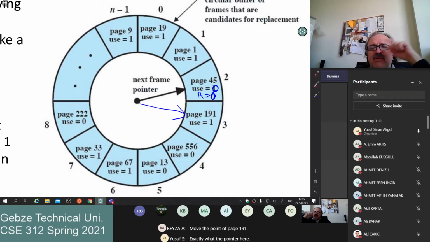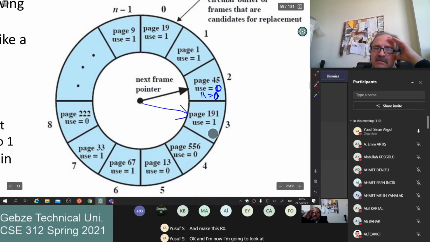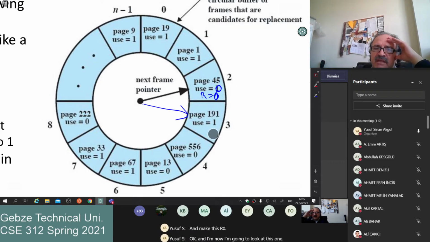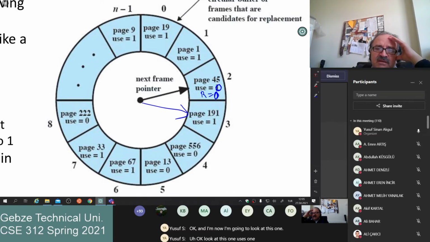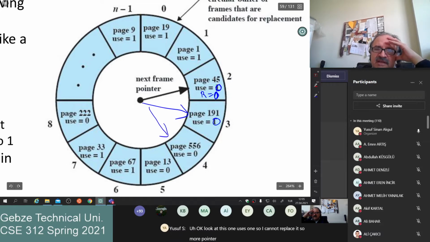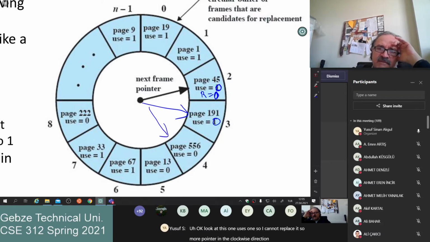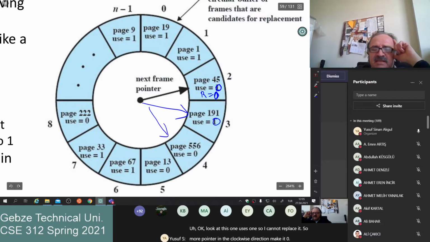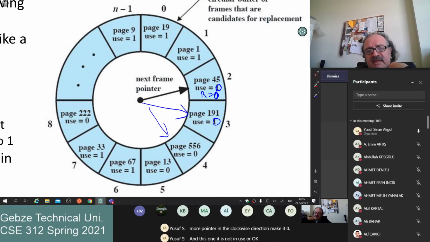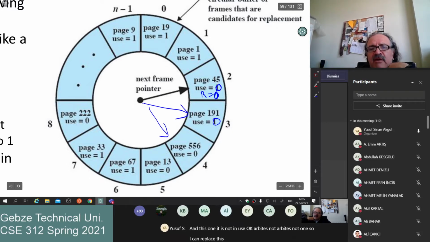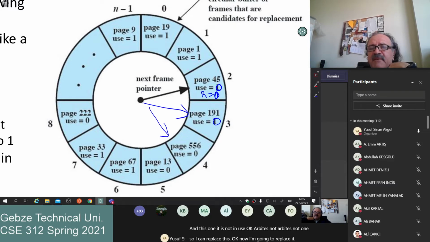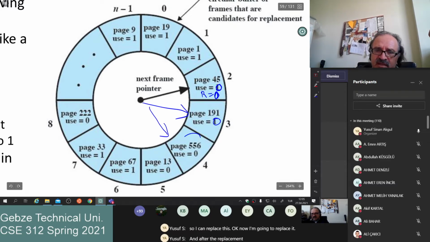Okay, and I'm going to look at this one. Use is 1, so I cannot replace it. So move the pointer in the clockwise direction, make it 0. And this one, it is not in use. The R bit is not 1, so I can replace this. Now I'm going to replace it.